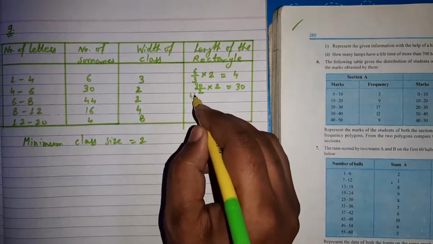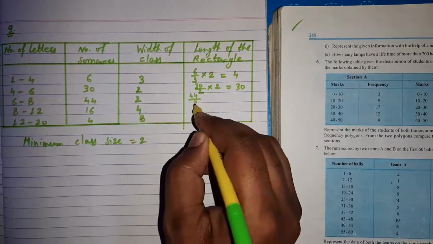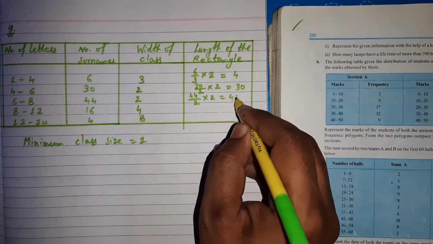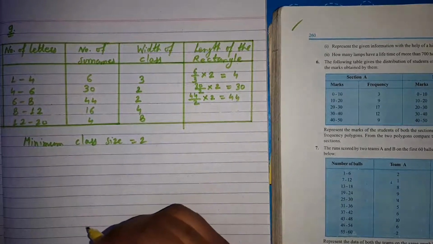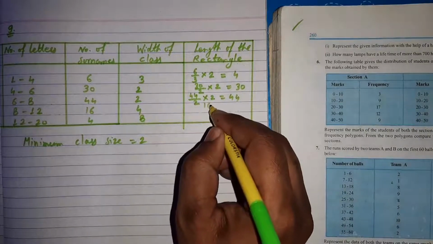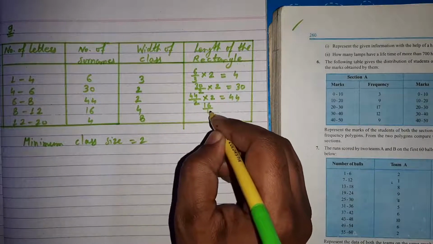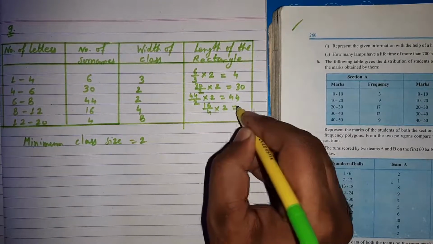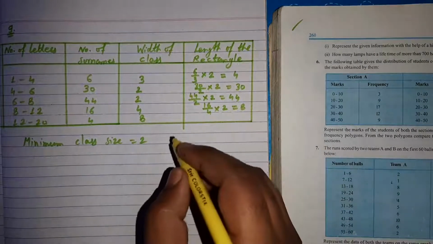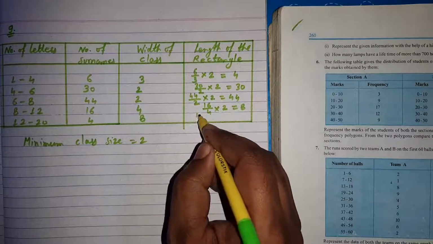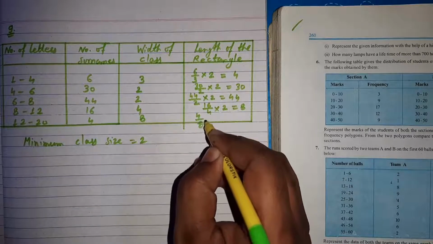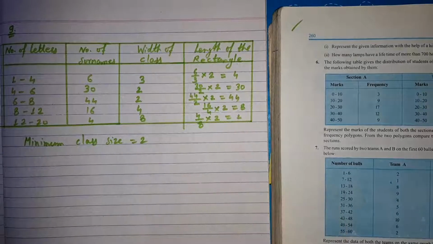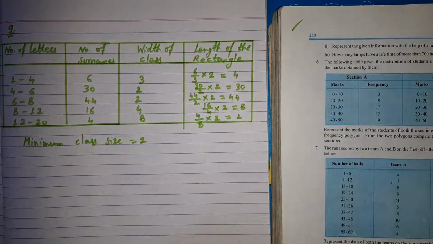For the third class interval, it will be frequency upon width of the class into minimum class size 2, so it will be 44. For the next class interval, frequency upon width of the class into minimum class size, so it will be 8. And for the last class interval, 4 upon 8 multiplied by minimum class size 2, so it will be 1. Now we will draw the histogram.